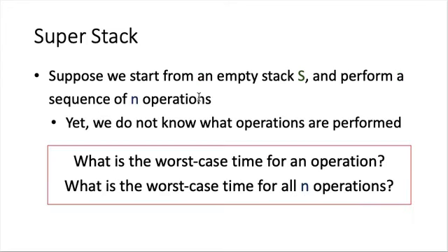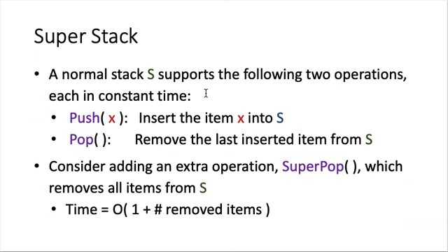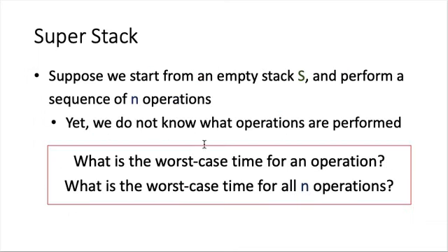Now suppose that we start from an empty stack and we perform a sequence of n operations. These operations could be push, could be pop, could be super pop. We do not know what operations are performed, and also we do not know the ordering of these operations. So we want to analyze what is the worst case time for an operation, and also what is the worst case time for all n operations.